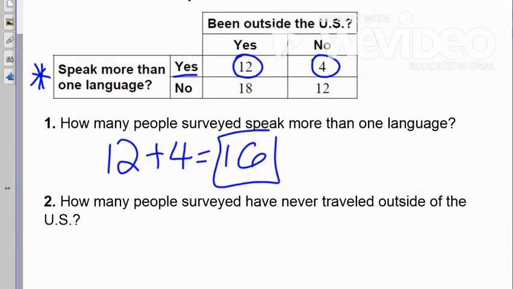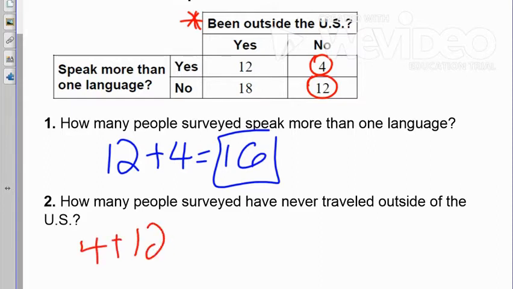Now the next question is, how many people surveyed have never traveled outside of the US? So now we're looking at this question. We're looking to see how many people fit in the no column, have never traveled outside of the US. So we have another one here. We have 4 and we have 12 that have answered no. So then again, a total of 4 plus 12, and that is 16 people as well.